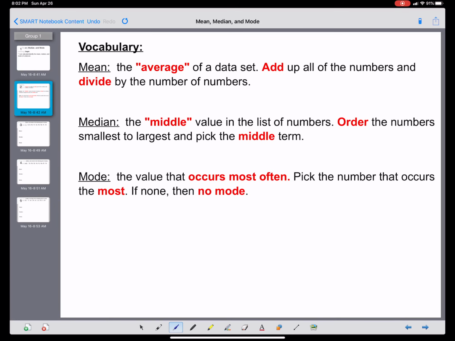First, let's start with some vocab. What is mean? Well, the mean is the average. To find the average, you need to add up all your numbers and then you're going to divide it by the number of numbers that you've added up.